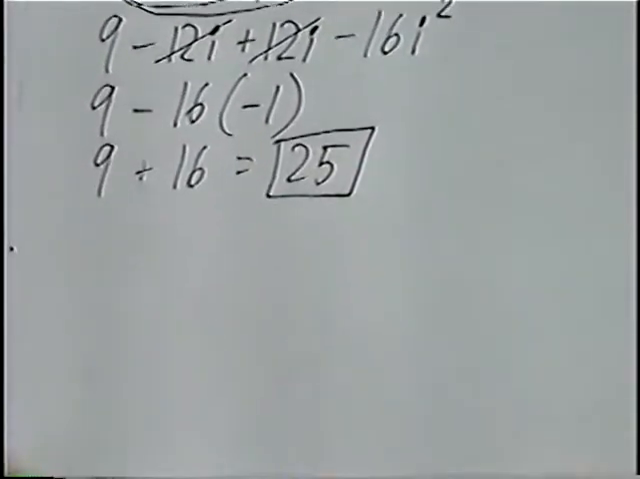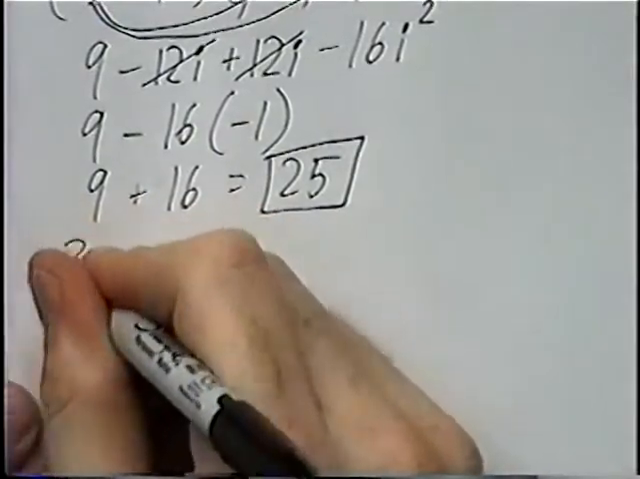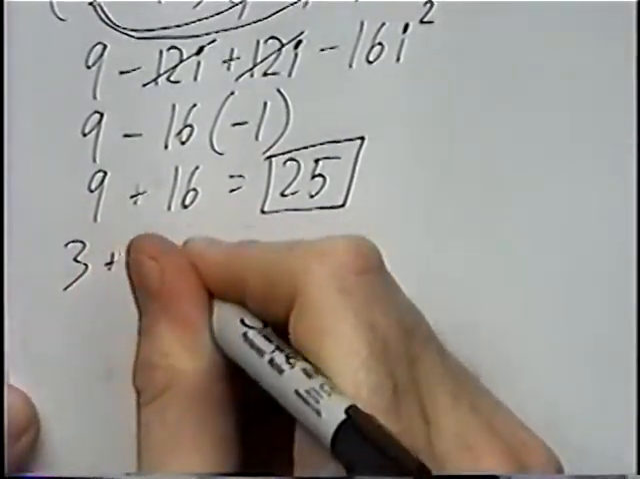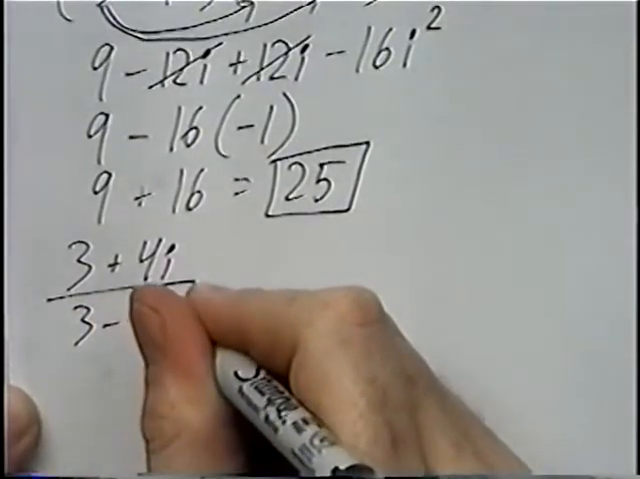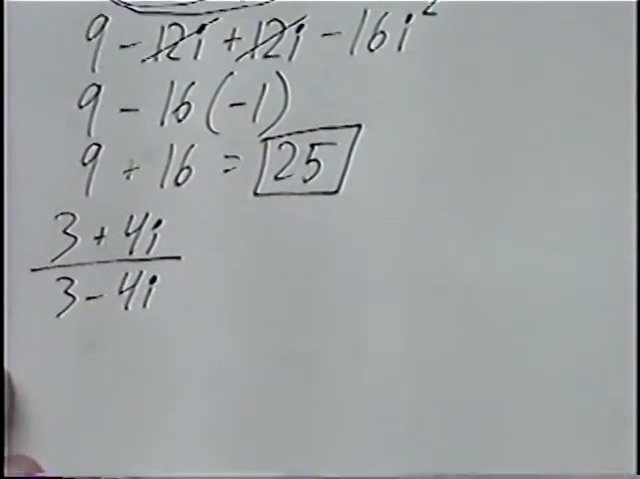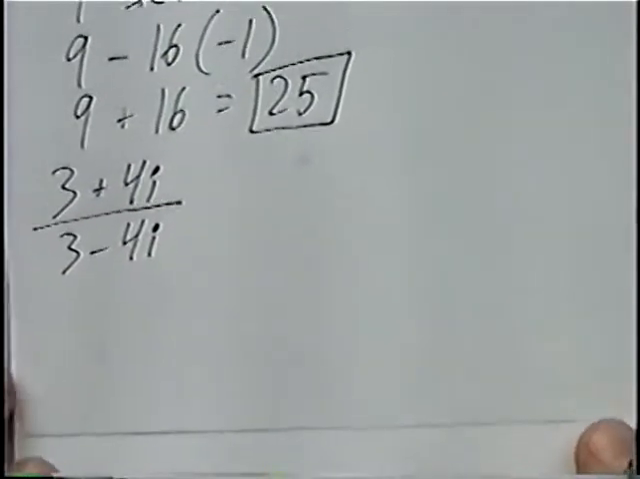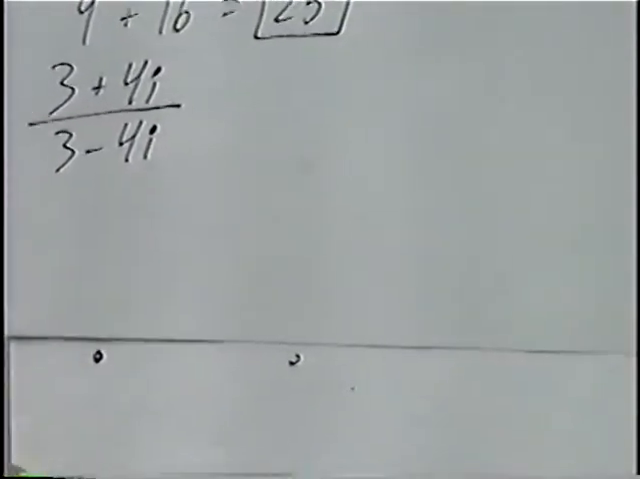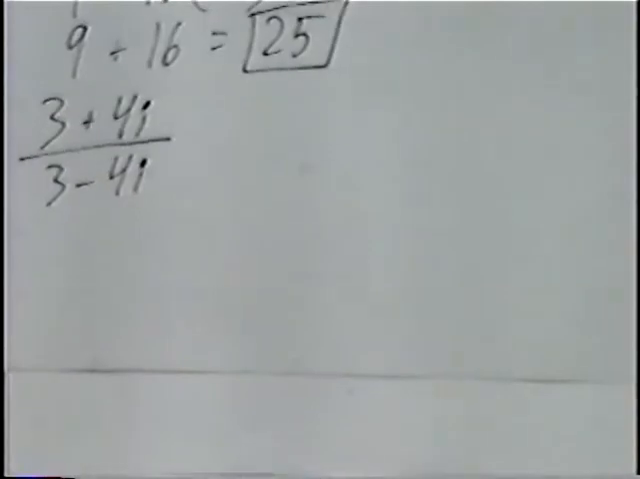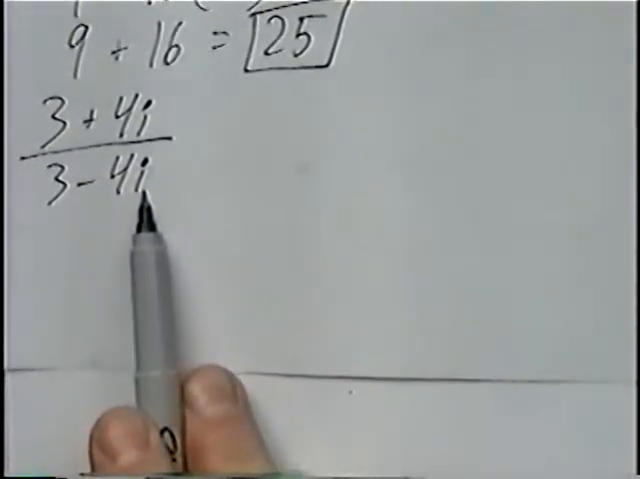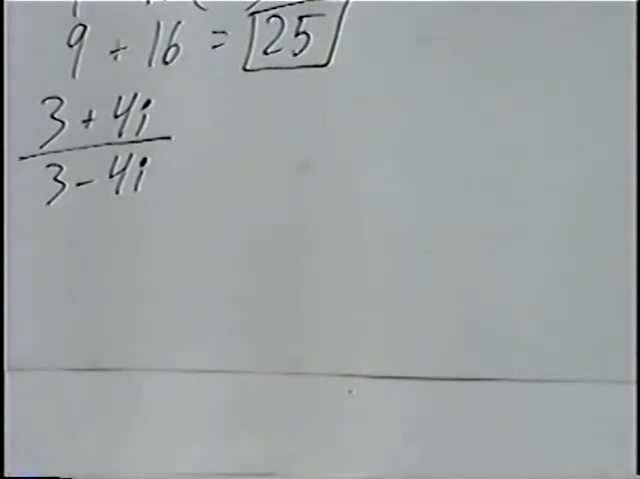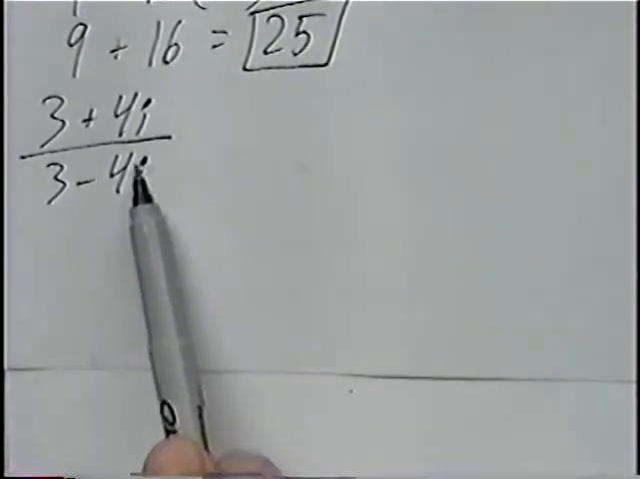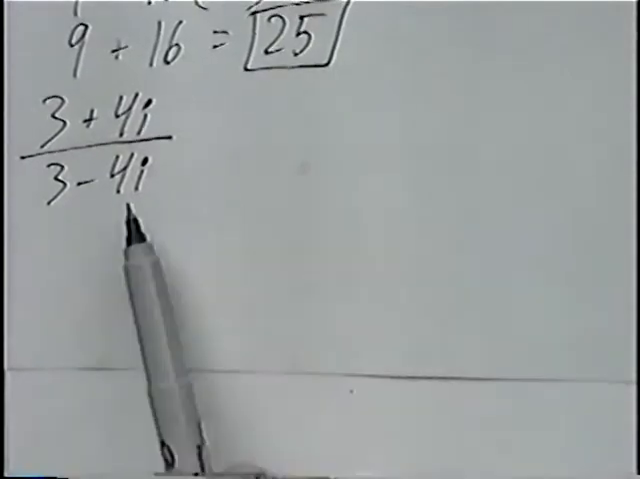And last problem for the section is 3 plus 4i divided by 3 minus 4i. To simplify this, there's one rule with imaginary numbers, similar to exponents or radicals. If we have 3 minus 4i in the denominator, one rule is we cannot have imaginary numbers in the denominator. They're okay in the numerator, but if you have imaginary numbers in the denominator, we have to cancel that out.